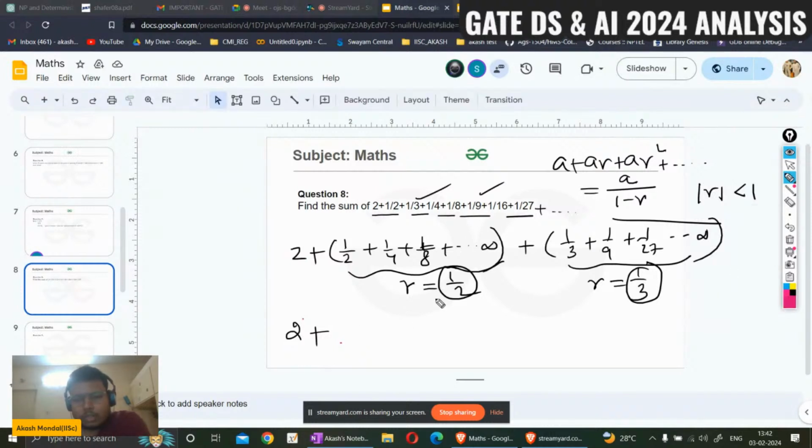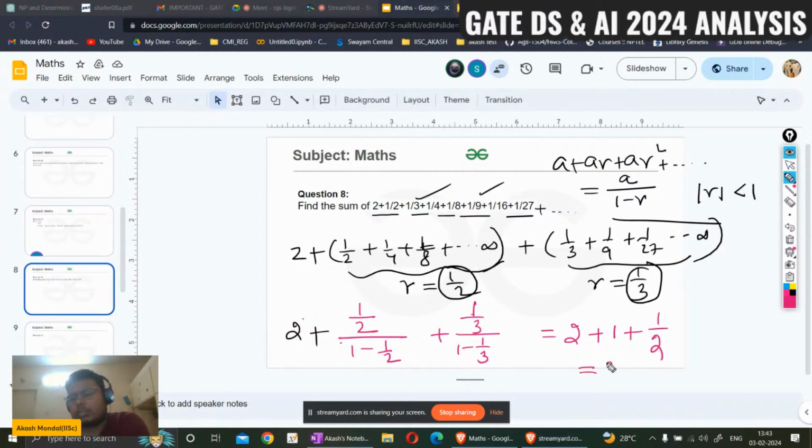Now let's plug in these values. So it's going to be (1/2) by (1 minus 1/2) plus (1/3) by (1 minus 1/3). So it is going to be 2 plus 1 plus 1/2, since the second one is going to be half. So it's going to be 3 plus 1/2. That is 3.5 is the answer to this question.